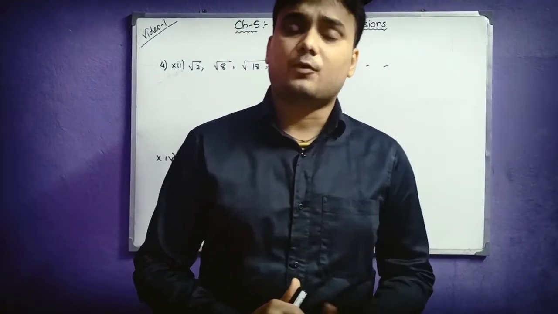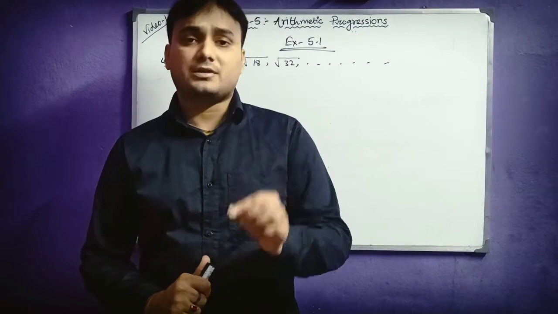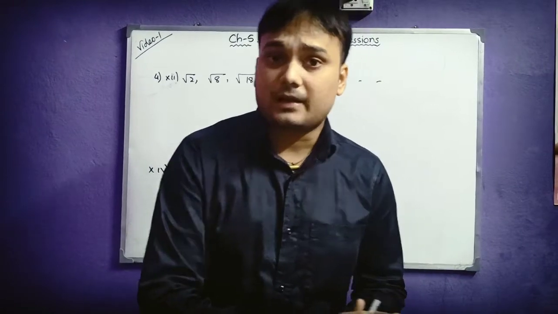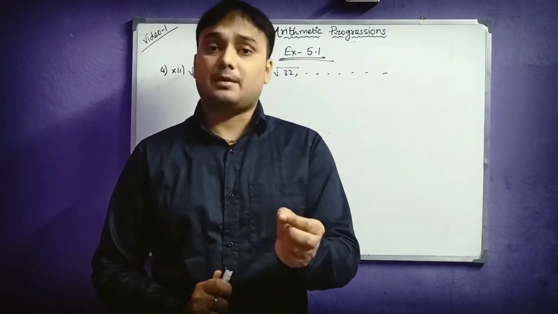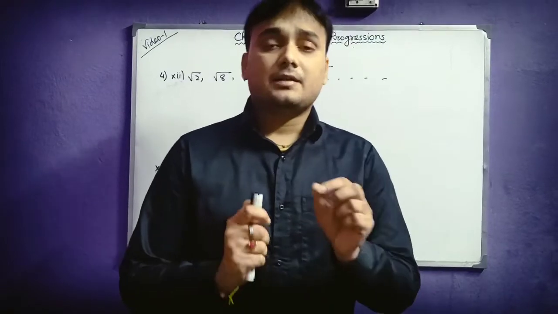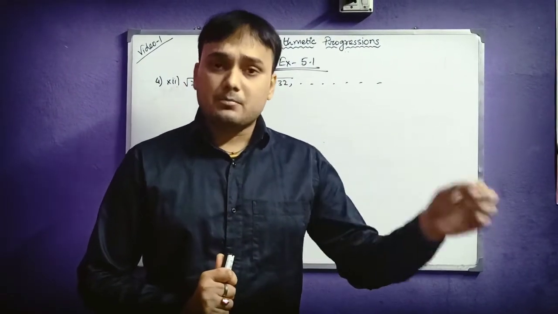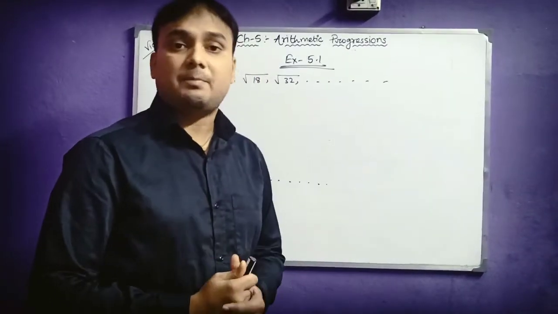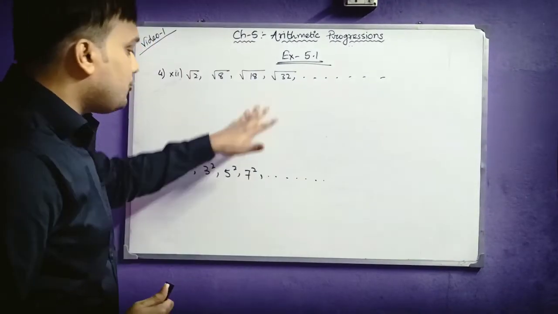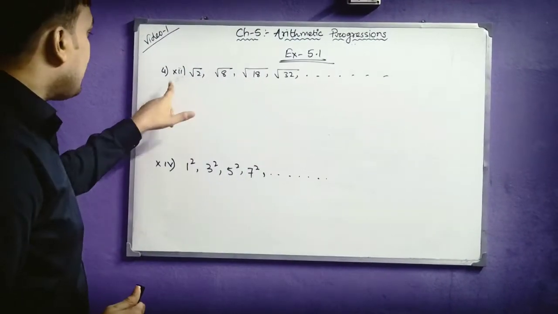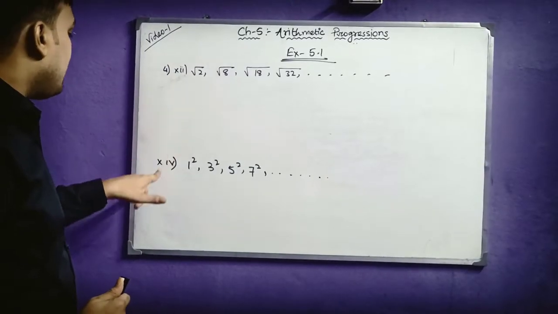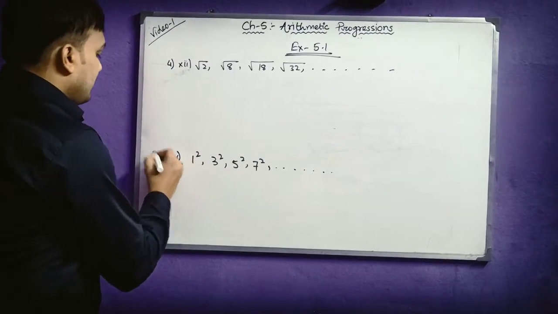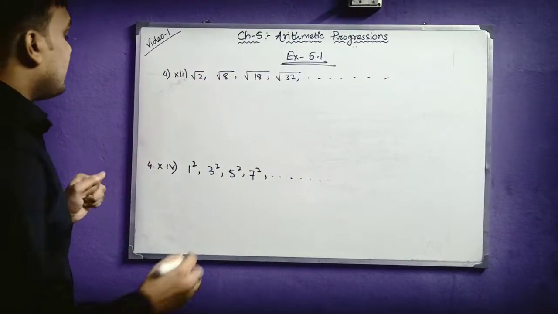Just a few minutes before, I told you that the most important sign to understand whether the given sequence is an AP or not is that it will have the same common difference for every successive term. That means the difference of every successive number will be constant. That is what we are going to observe, and if it is constant then it is an AP, otherwise it is not. So I have taken two examples from exercise 5.1. Question number 4 Roman numeral 12, and question number 4 Roman numeral 14. So let us see this one.